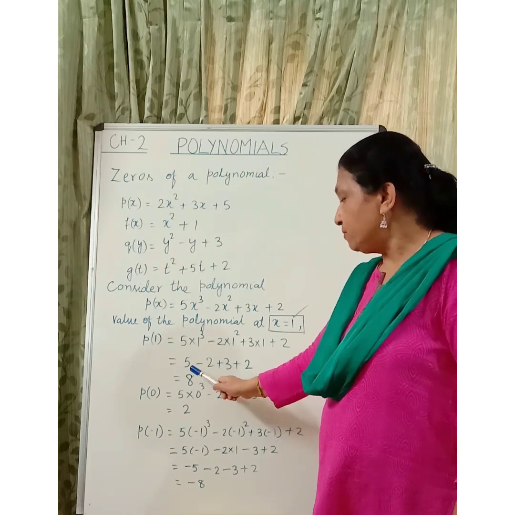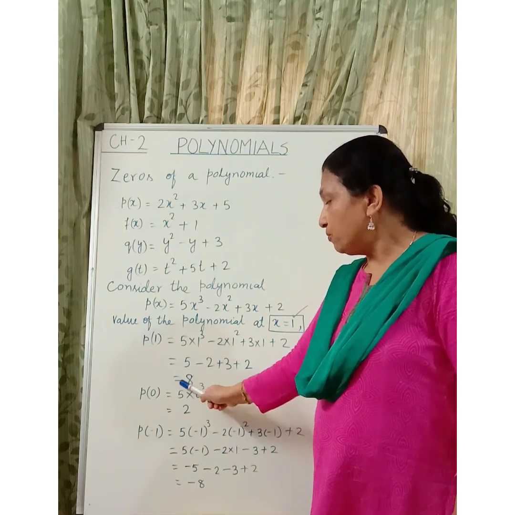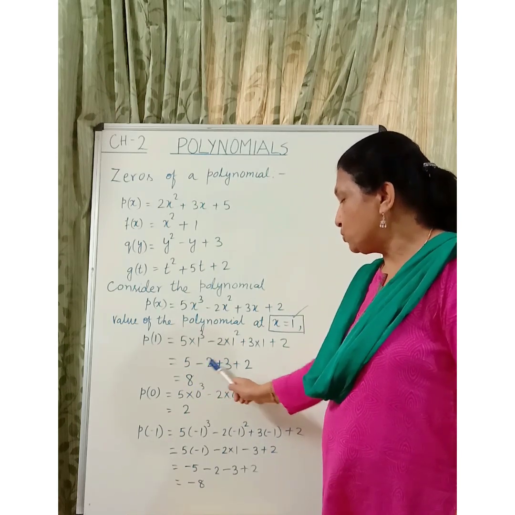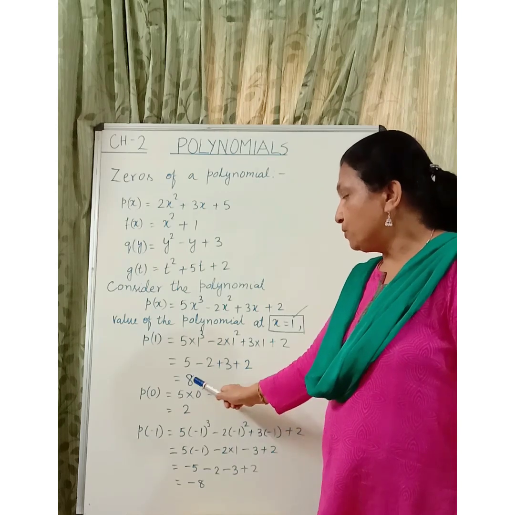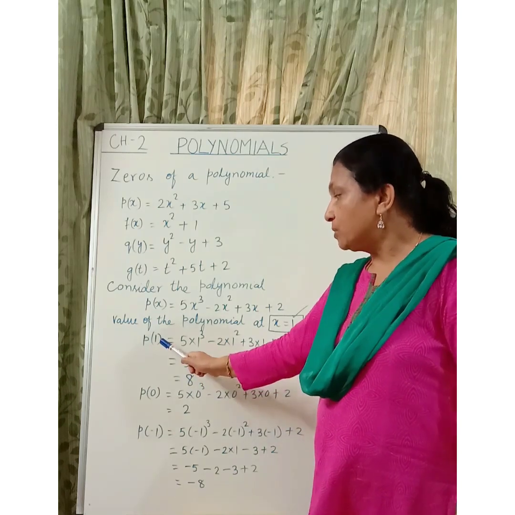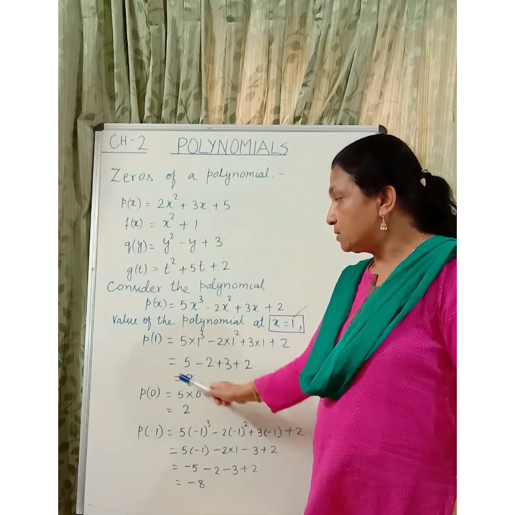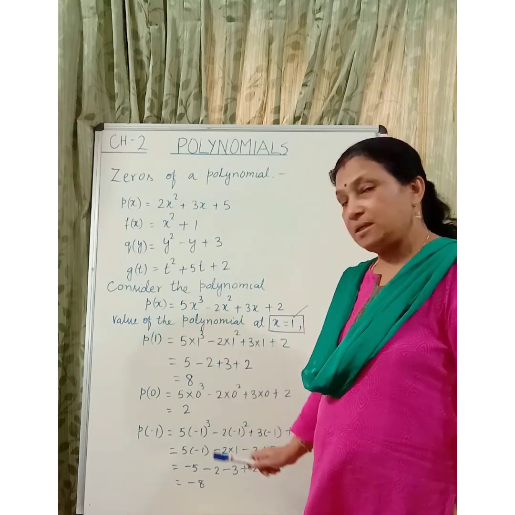So now we have the final answer. It is 5 plus 3 is 8, plus 2 minus 2 will be 0. So the value of the polynomial at x equals 1 is 8. So p of 1 is equals to 8.